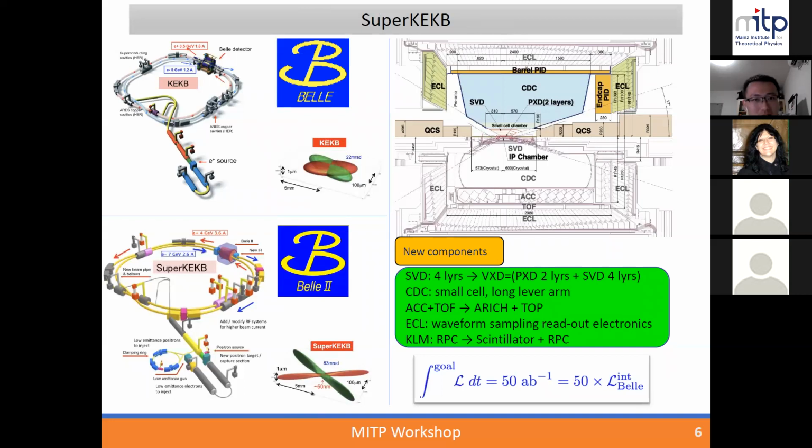Okay, slide number 6 is a short introduction on the SuperKEKB. But many people have introduced it, so I'll just pass this slide very shortly. In Belle II, we have the nano-beam technique, which will allow us to have a higher luminosity. And the goal of Belle II is 50 inverse attobarn, which is 50 times more than the luminosity collected in Belle.